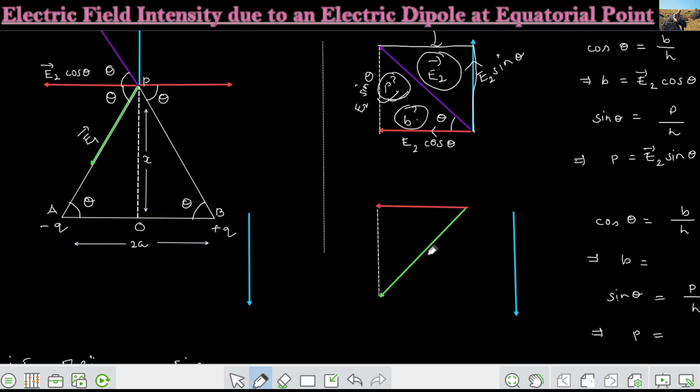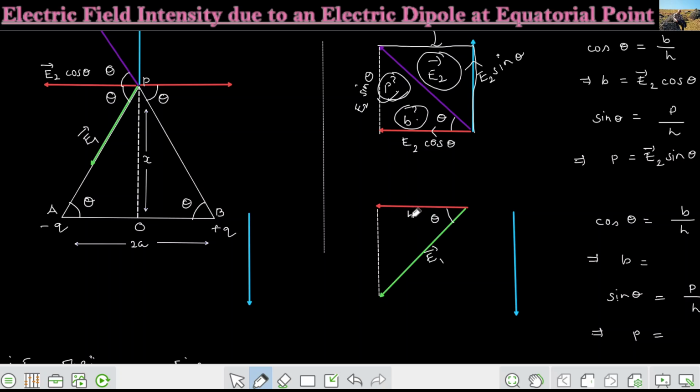Then we will write over here. This is your E1 vector, the electric field E1. Then it is obvious that if this is theta, this angle also will be theta.